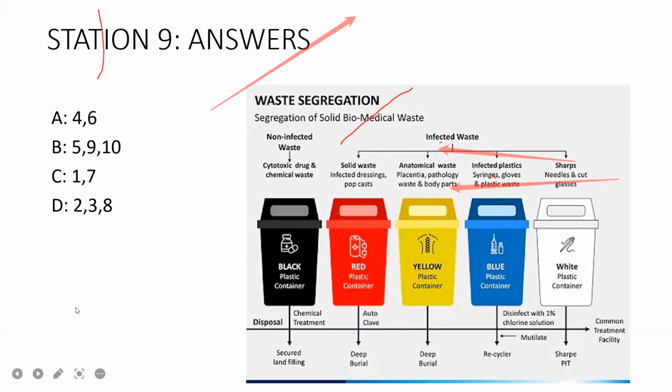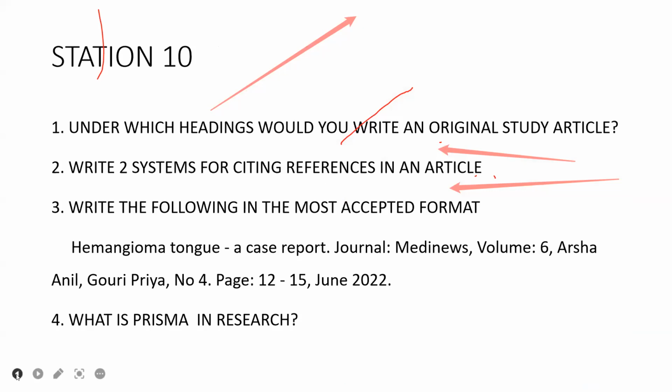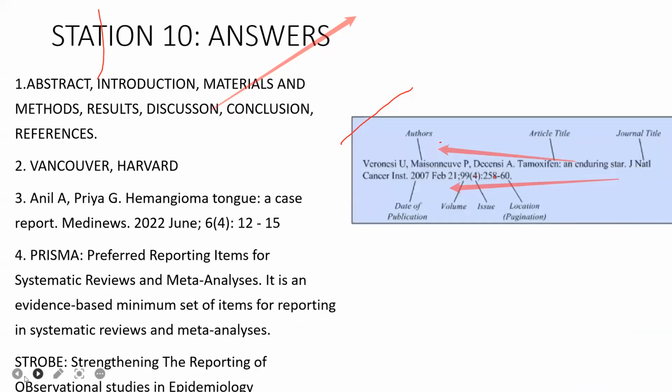Okay. So we have discussed the bio-waste material management, no? And we will go to the next, the tenth question. So this is often asked: how to write an article, under which headings you will write an article, what are the citing references, how will you quote the references, what is the most common style or system which we follow for quoting the references, and what is PRISMA. PRISMA is mainly for systematic review and meta-analysis.